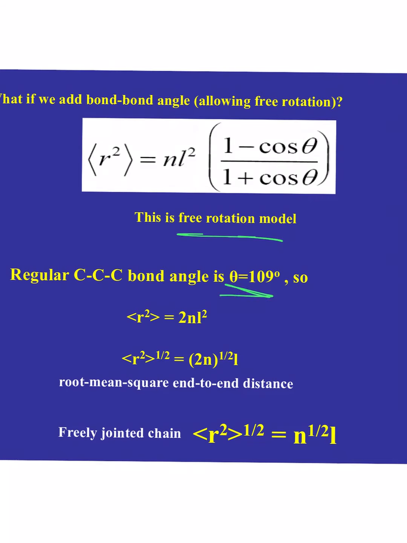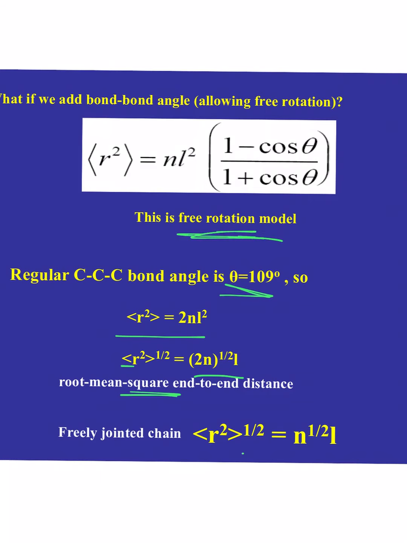We know that the bond angle is 109.5, so we can simplify this such that r squared equals 2nL squared. Or to get the root mean square distance rather than just the distance, we take the square root of that, so it's the quantity 2n to the 1/2 times L. All right, very simple system in which we have this net distance, and that's for free rotation.